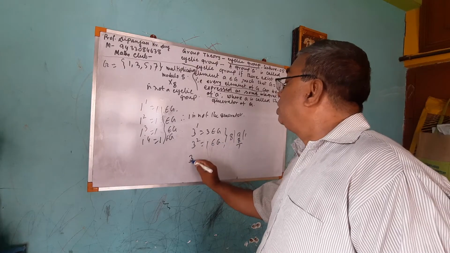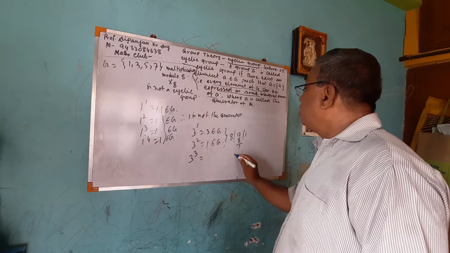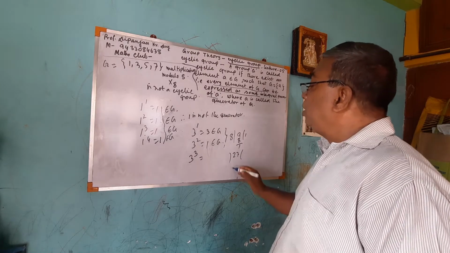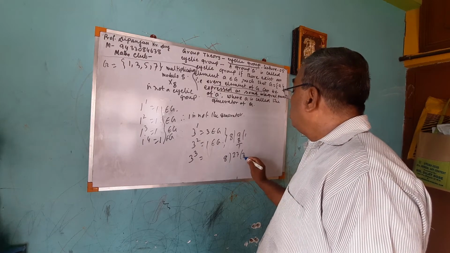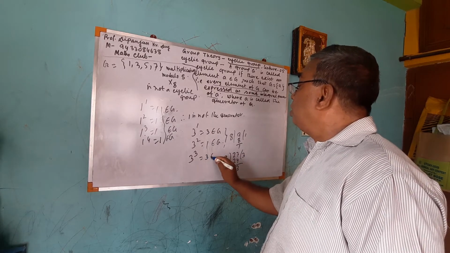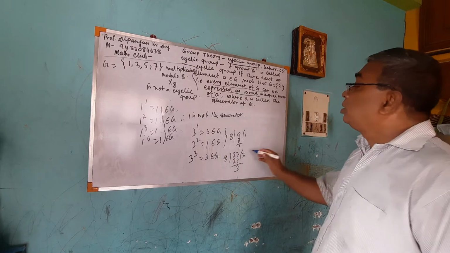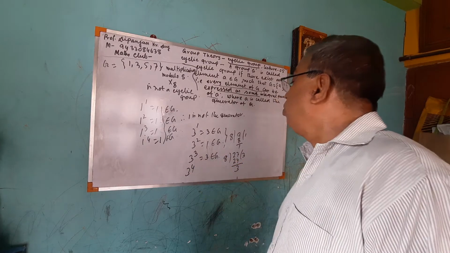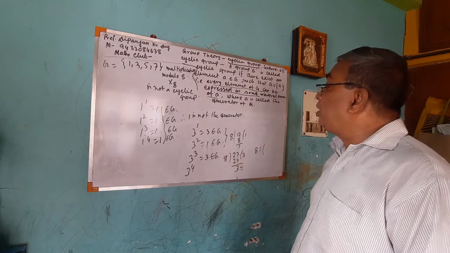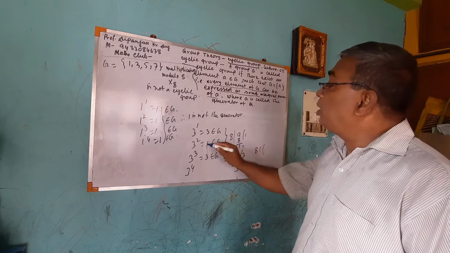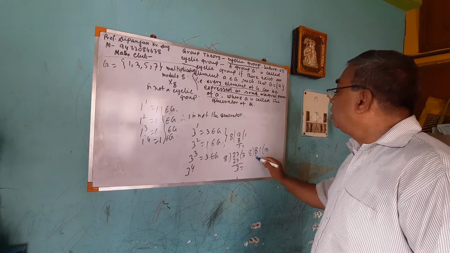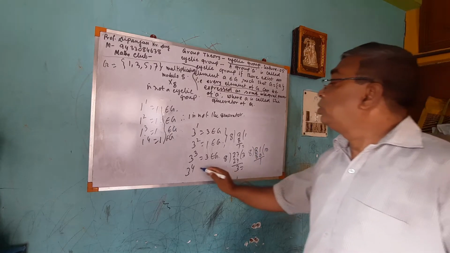Then 3 to the power 3 is 27, divided by 8 under multiplication modulo 8, the remainder is 3, which belongs to G. Now 3 to the power 4 is 81. 81 divided by 8, I am writing the remainder over here because it is multiplication modulo, the remainder is 1.